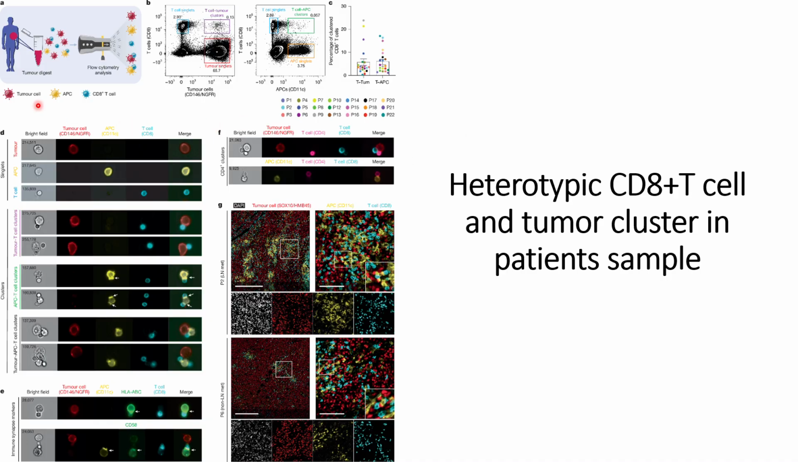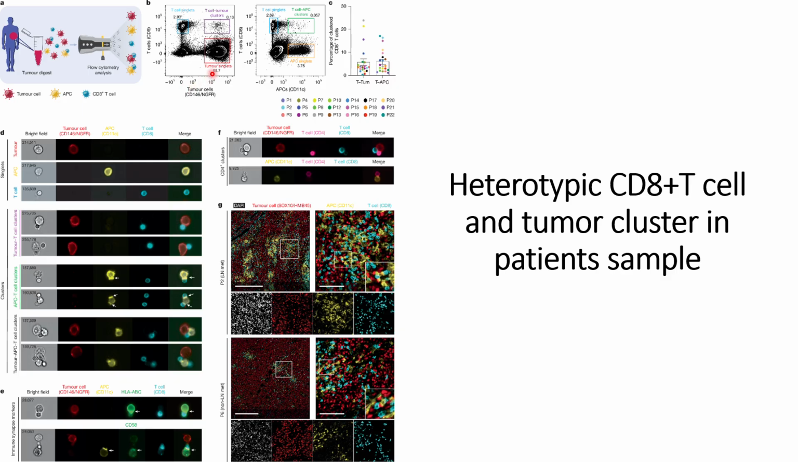What they did is they took 22 different patients who were affected with melanoma and took the melanoma cancers at different anatomical sites along with the lymph node. Since the lymph node is known to have the APC, they also checked for the APC and tumor interactions in the lymph node.